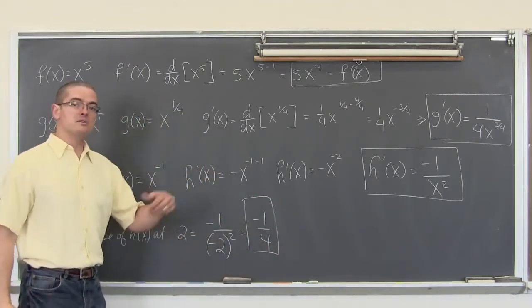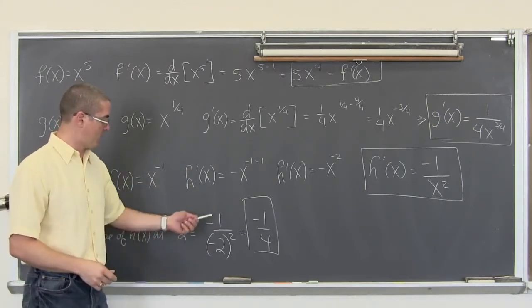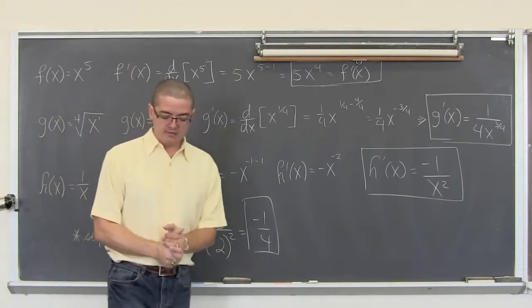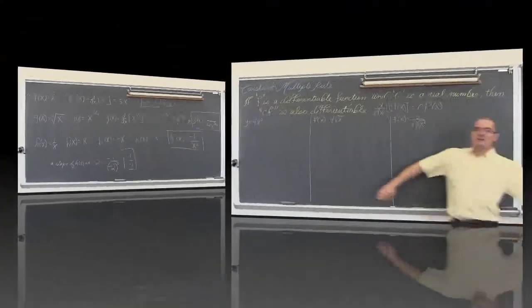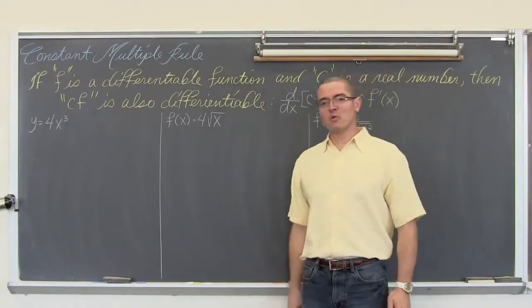Well, negative 2 squared is negative 2 times negative 2, which is positive 4. And we get a slope of negative 1/4. So let's look at a couple more properties. Next rule, the constant multiple rule.